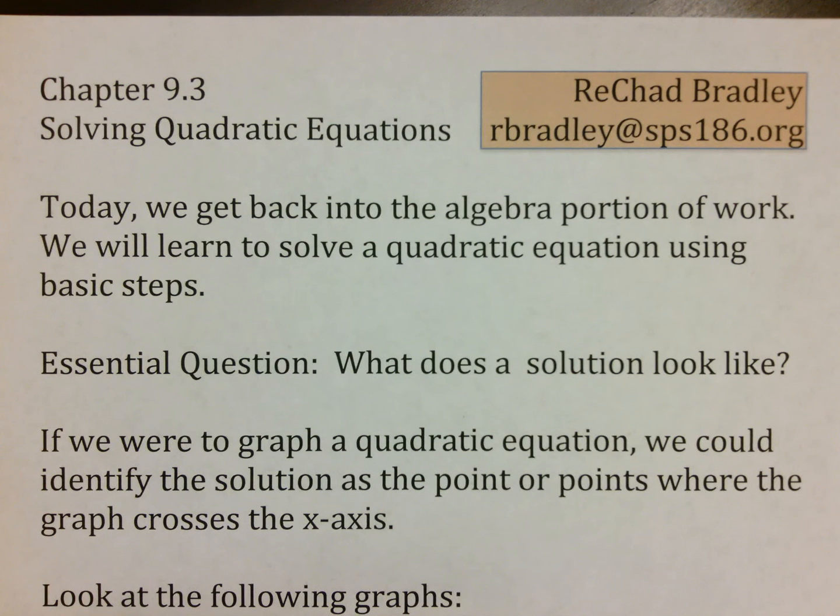There are two essential questions which pretty much represent what we are learning today. First thing is, what does a solution look like? Because there are two ways to solve a quadratic equation. One is by looking at its graph, and the other one is by using some sort of method like what we're going to learn about later.